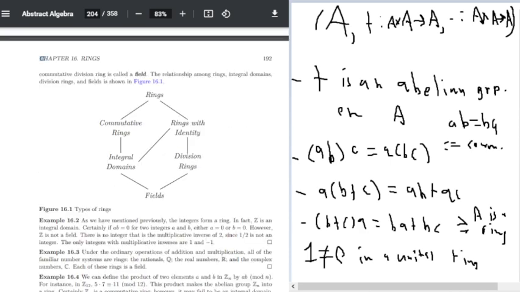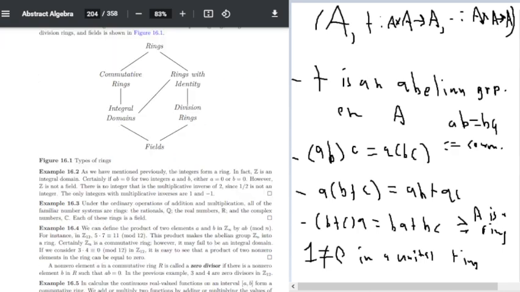Alright. And then, yeah, so from rings, we have commutative rings and integral domains. Integral domains are always defined to be commutative. Rings with identity must go to integral domains. And then division rings stem from rings with identity, and integral domains and division rings lead to fields.